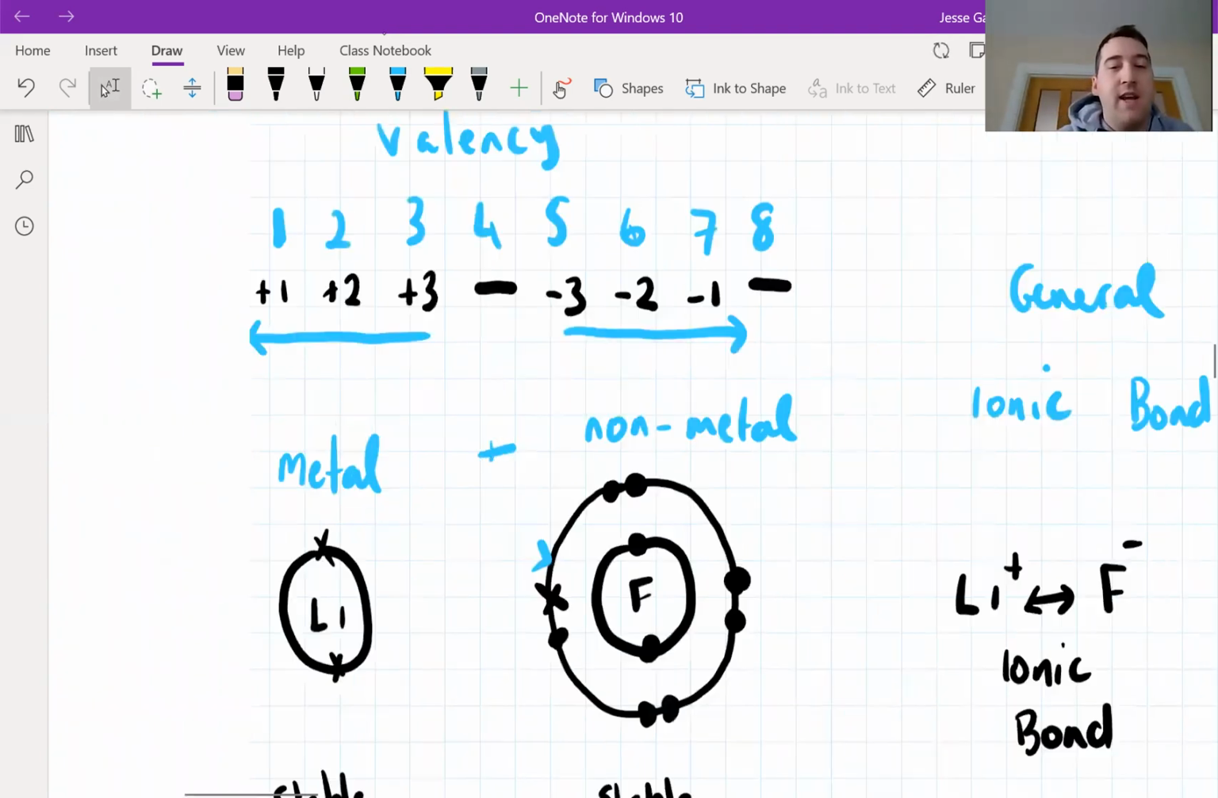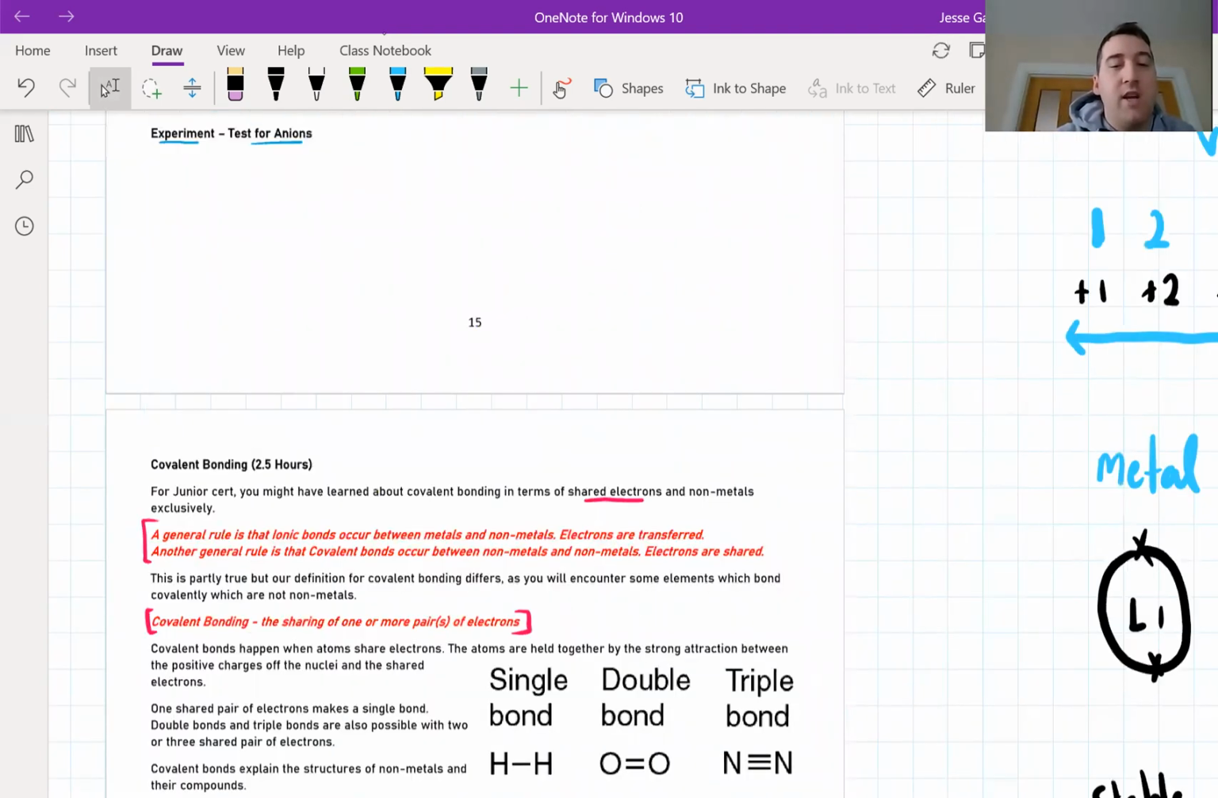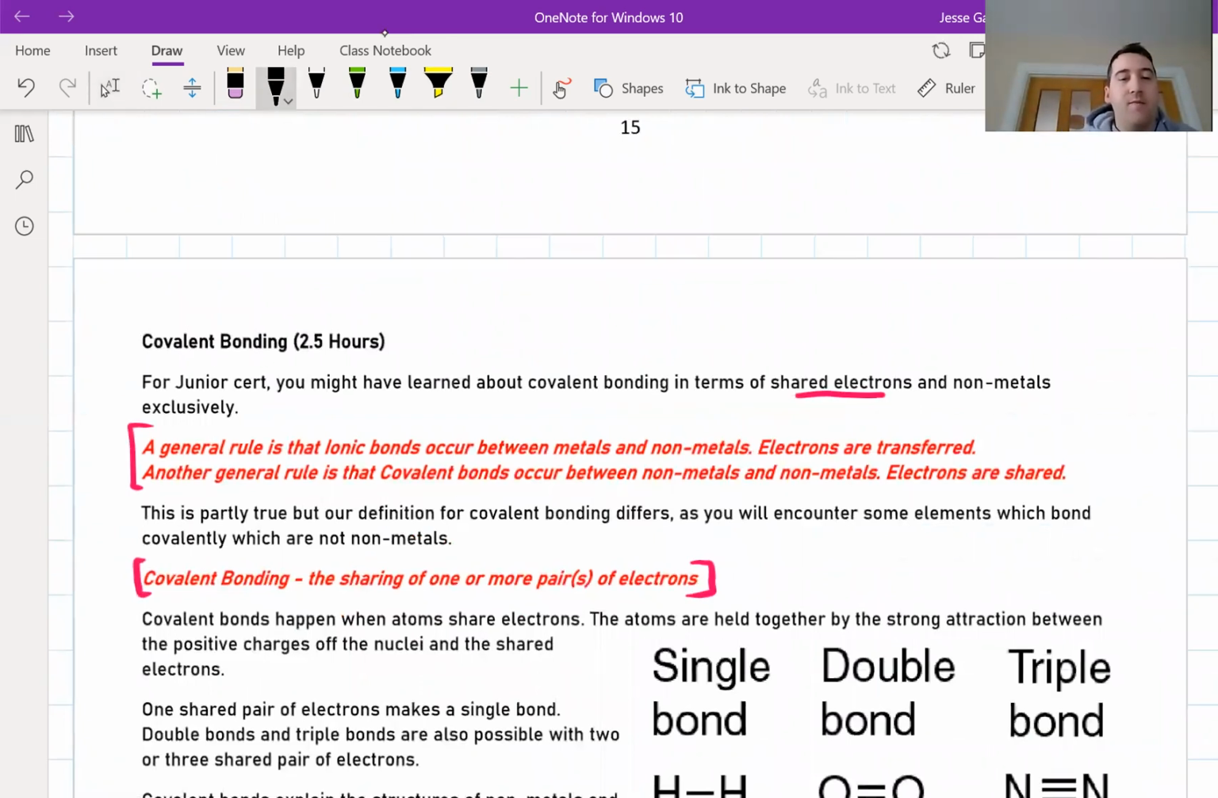So at this point, what we're going to do is we're going to get you guys to take down the definitions of ionic and covalent, or the general rules. You see it here in red. I'll start just here, beside this general rule. So pause the video and take down that general rule now.